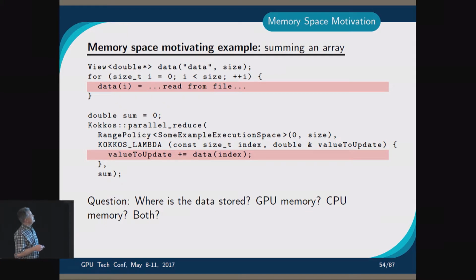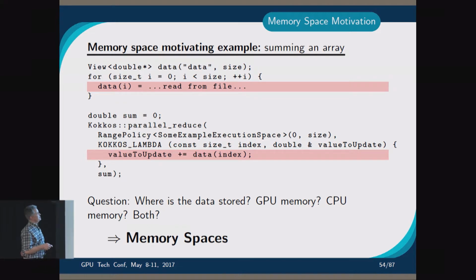So we have two different accesses here. Let's say in this case we're going to read stuff from a file and stuff it into data. You notice this is outside of a Kokkos parallel whatever, so it's going to happen on the CPU. This is inside of a Kokkos parallel whatever, so it's going to happen in some example execution space. This is how we control where the code is going to run, but how do we control where the memory is going to be? Instead of execution spaces, it's memory spaces that we use to control that.